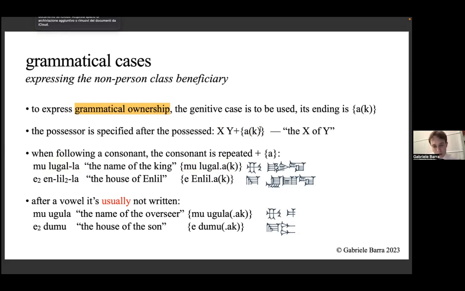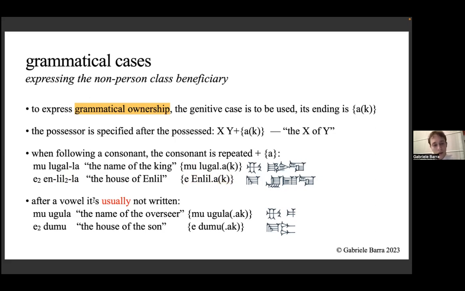Now, that would be the easy part. Well, we have another example here. So e, which means house or temple, and then Enlil, which is again a god. Enlil-la, just like lugal, it ends in an l sound. So we have the la at the end, which is again after the possessor, and it just repeats the last consonant. So yeah, I put it into brackets like this, e Enlil-a. I put in the k, although it's not present in the writing. Again, not really relevant right now, but it will come in handy in the next class.